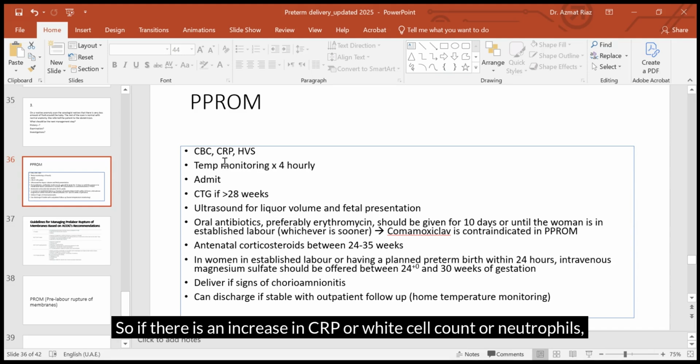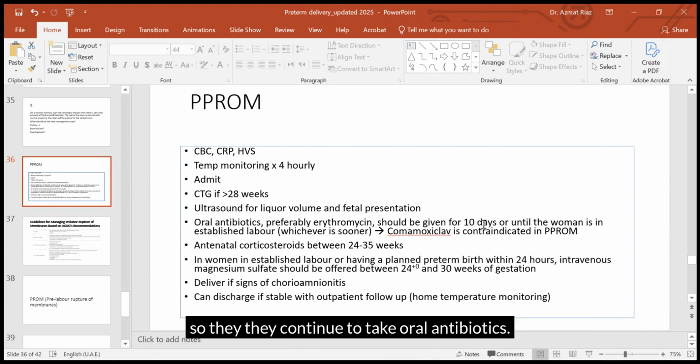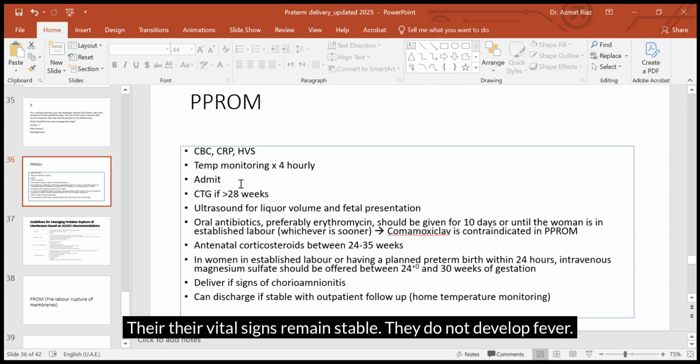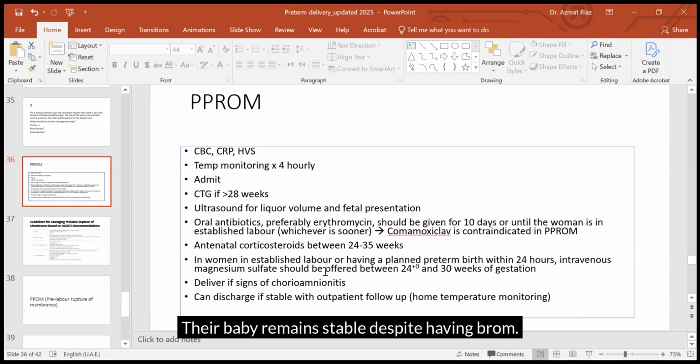So if there is an increase in CRP or white cell count or neutrophils, and if clinically we think that she's going into chorioamnionitis, then we have to deliver the baby, no matter what the gestational age is. Okay. Sometimes it happens that women stay stable, even though they continue to take oral antibiotics. Their vital signs remain stable. They do not develop fever. Their baby remains stable despite having PPROM.